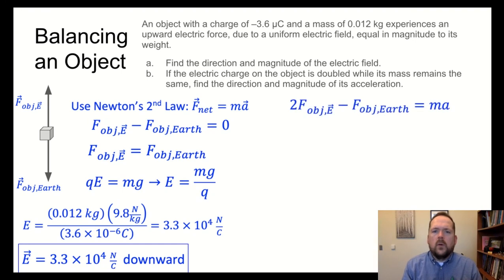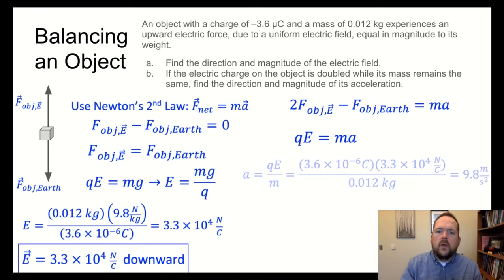So here I would say, okay, well now twice this force on the object from the electric field minus the force on the object from the Earth equals mass times acceleration. I've made this force from the electric field twice as big. QE equals MA because the force from the electric field was QE, right? But now it's 2QE. And we know from part A that QE is equal to m times g. So that means if I cancel one QE and mg, I'm left with simply one of the QEs equal to mass times acceleration. If I go ahead and solve that for acceleration, that's Q times E over the mass.